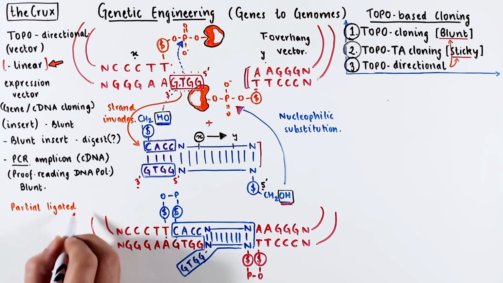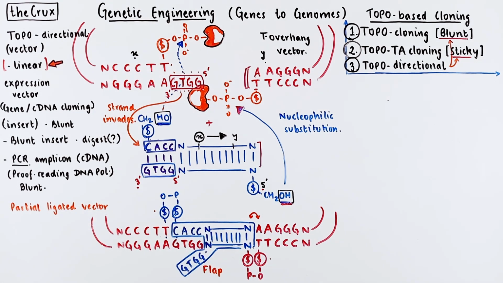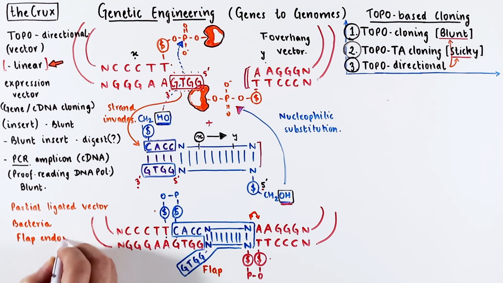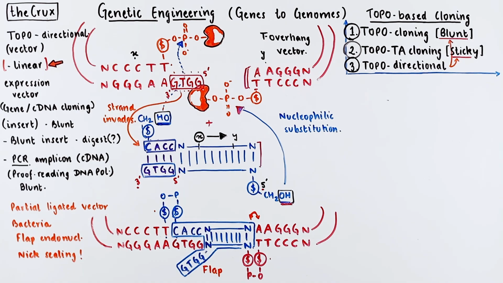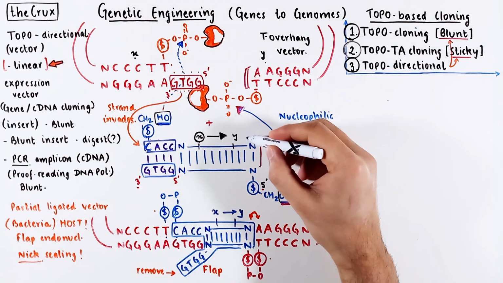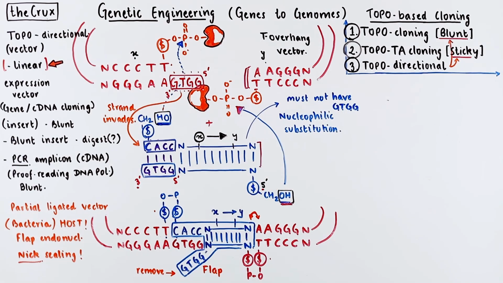Now we have a partially ligated circular vector which also has a small flap on it. But again, this is not a problem. The bacteria has flap endonucleases that can cleave the flap and seal the nicks. You may have seen this type of flap cut and nick sealing in Okazaki fragment maturation in bacterial DNA replication. So this way you can clone the insert in a specific direction. I hope it is obvious that only one side of the insert should contain GTGG. Also, it should be obvious that there is no self-ligation issue in this vector.